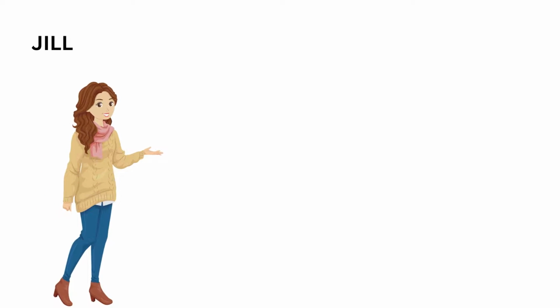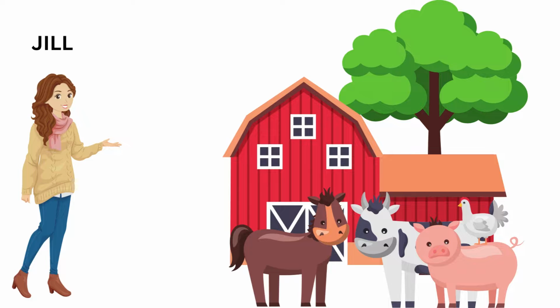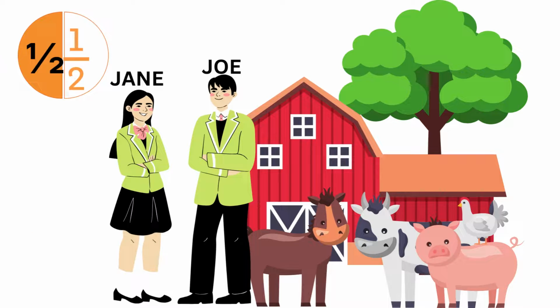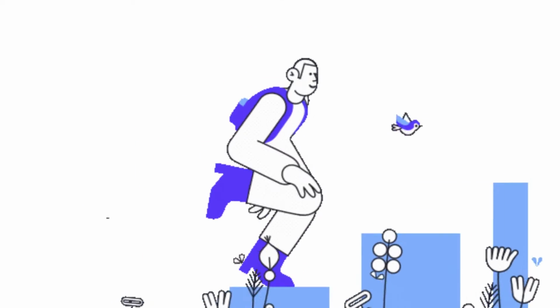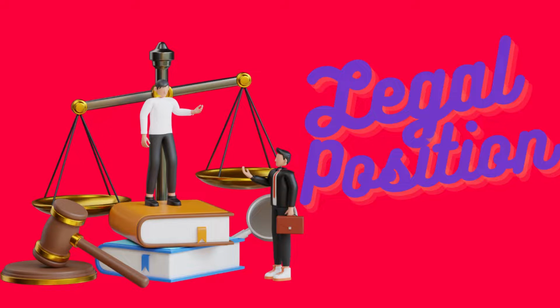In this situation, Jill intends to leave her 1/3 ownership share in the farm Muaplaz to Joe and Jane in equal portions. To comprehend the legal implications and the practical execution of this bequest, the following aspects need to be considered. Step 1. The legal position.